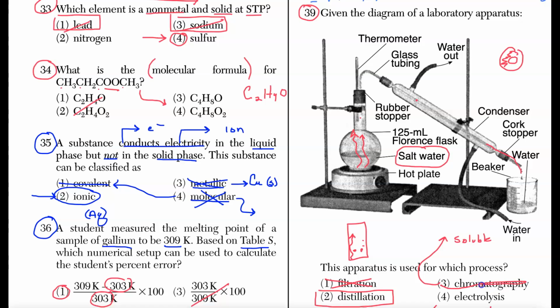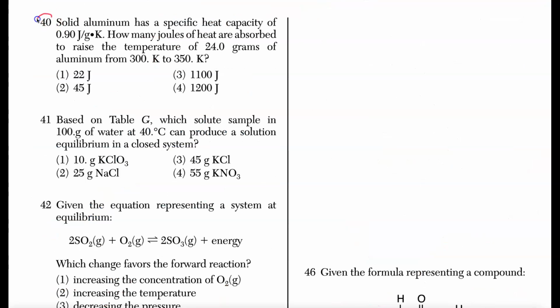Electrolysis is that setup where you need a battery to make a redox reaction. It's a non-spontaneous process. So this is distillation, number 2. On to number 40.